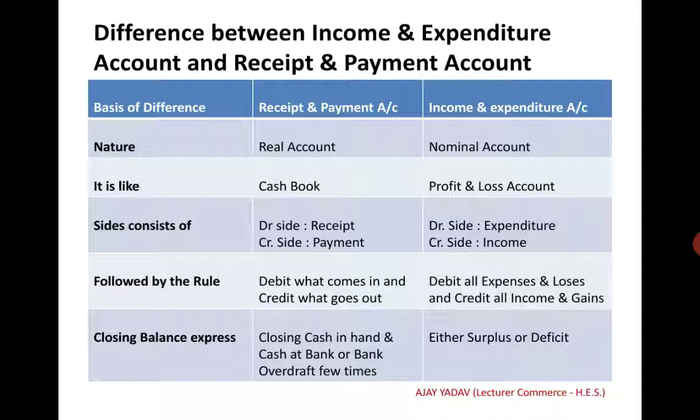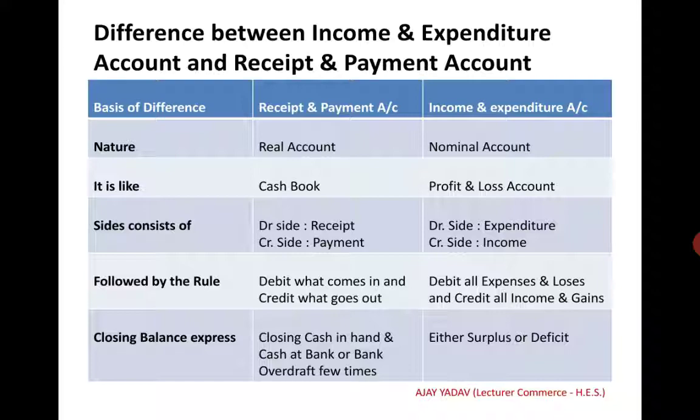Now, difference between income and expenditure account and receipt and payment account. Receipt and payment account is a real account and income and expenditure account is a nominal account. So, receipt and payment account is like a cash book and income and expenditure account is like a profit and loss account. Receipt and payment account considers debit side receipts and credit side payments.